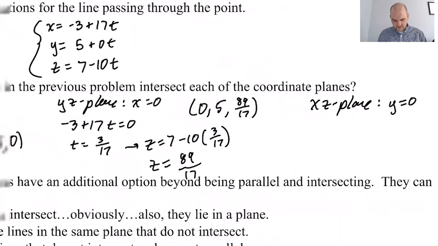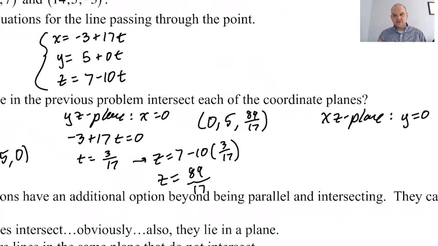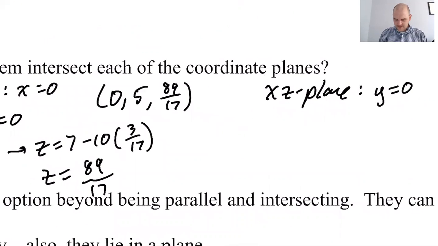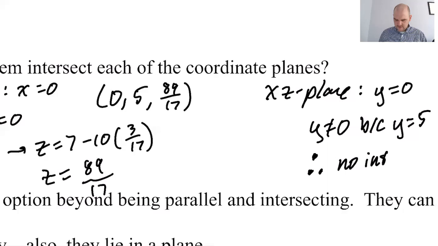All right, so I would need y to equal 0. But when we look at our equation, y is equal to 5 plus 0t. Y is equal to 5. So y never equals 0 because y equals 5. Therefore, no intersection. I regret this. Let's go back to no int, period.